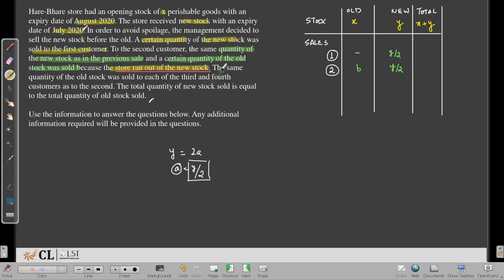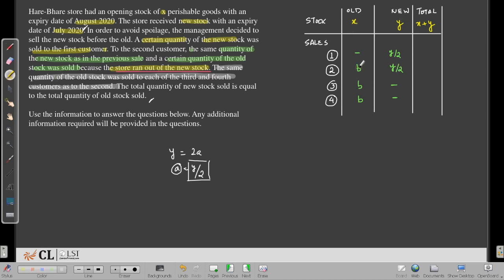Okay, now let's look at the next sentence. It's important to interpret this sentence very accurately and capture the information. The same quantity of the old stock was sold to each of the third and the fourth customer as to the second. So we have the third and fourth customer. The same quantity of the old stock sold to the second customer, which is B, is what is being sold to these two customers. Obviously, there is no more of the new stock left. So this is the information that we can capture. Perfect.